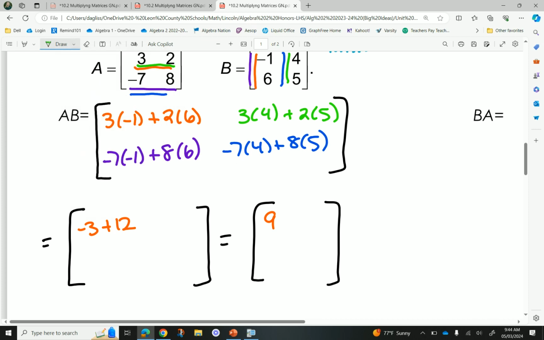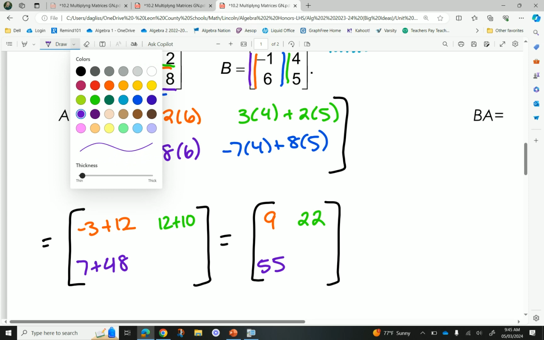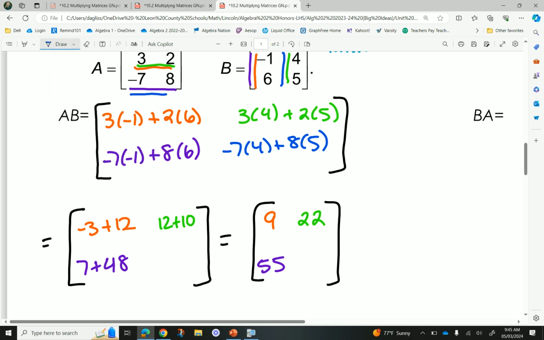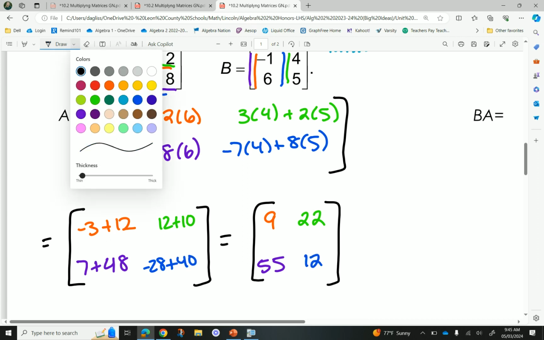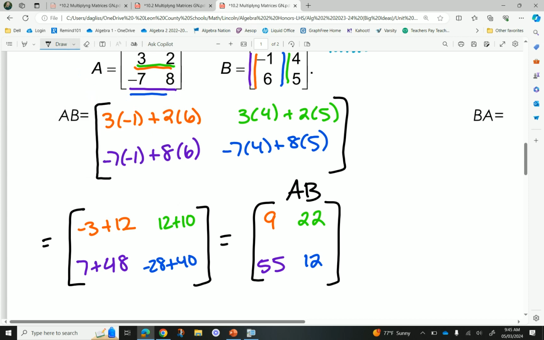Okay. My next piece is going to become 12 plus 10, which is 22. Negative 7 times negative 1 is positive 7. And then plus 8 times 6, which is 48. That gives me 55. And then our last entry is going to be negative 28 plus 40, which gives me 12. So there's our AB matrix.